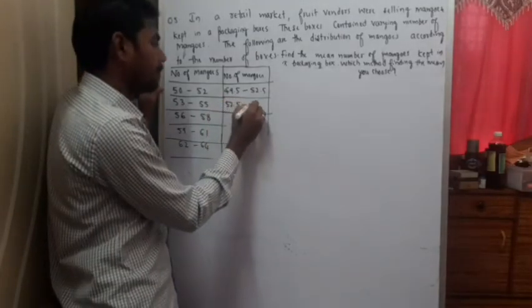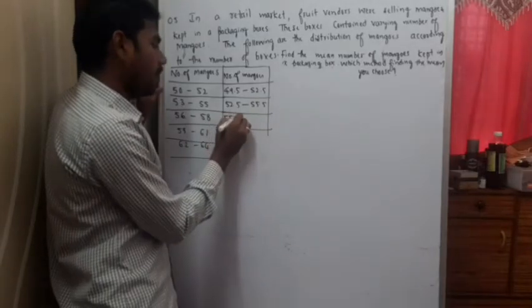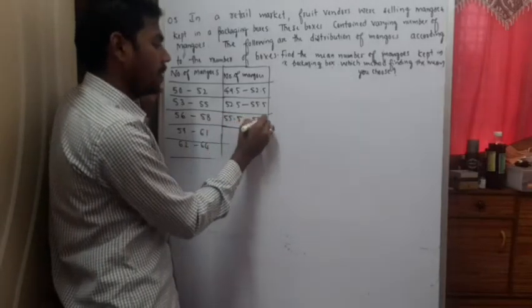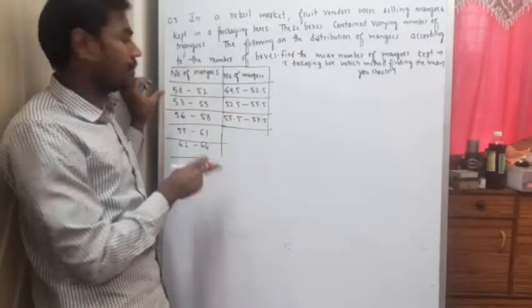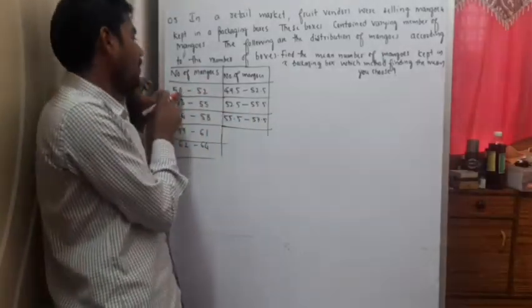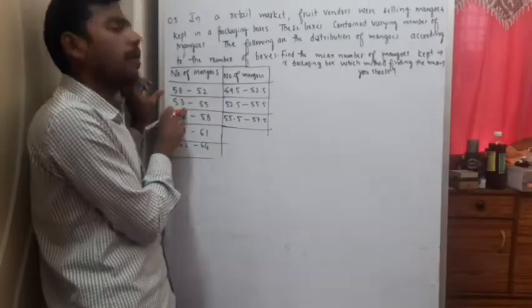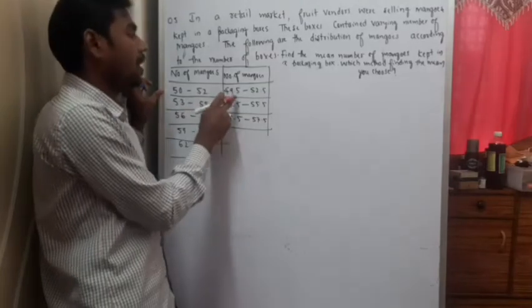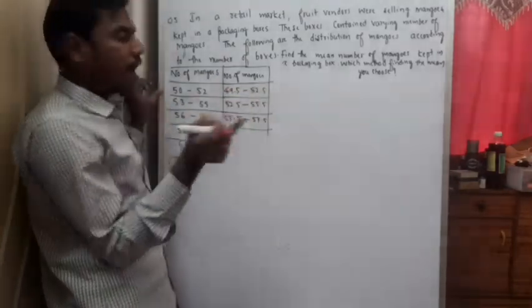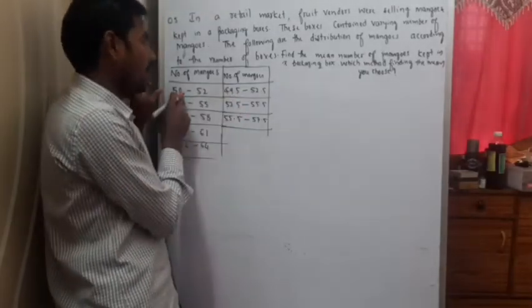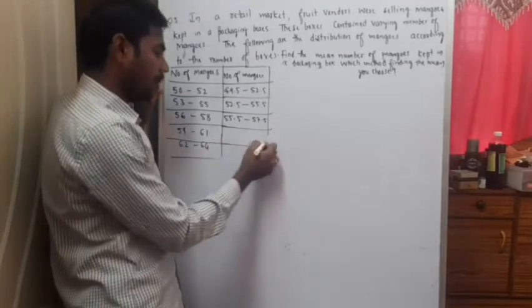52.5 to 55.5, 55.5 to 57.5. We need the class interval to be continuous, but this is not continuous. 50, 52, 52 should have come here, but 52 is not there. So what do we need to do? To accommodate that, subtract 0.5 from the lower limit and add 0.5 to the upper limit. Okay.